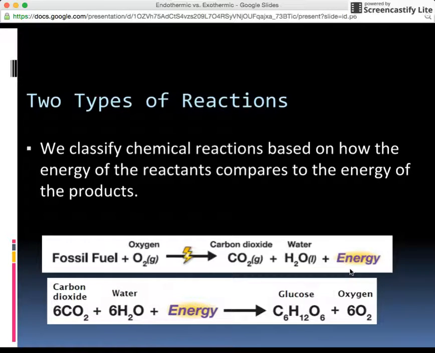And we also see the same thing here when we're trying to create something like glucose from carbon dioxide and water. So this is how plants photosynthesize. They require energy to build these bonds. So this is where we see the energy coming into the reaction to build the bonds. Okay, so it's a little bit different, and these are two examples of two different types of reactions.